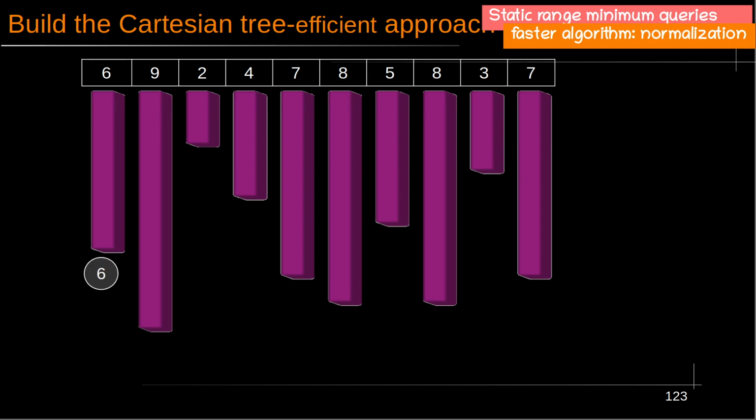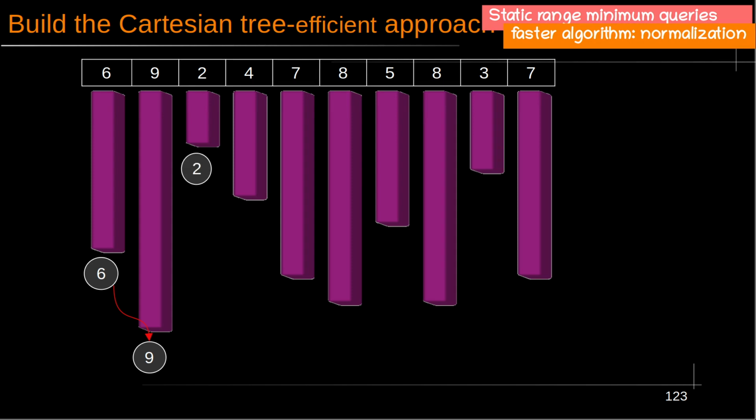So we take 6. We have 6 as the first node. We do nothing here. And we go to 9. We see that 6 is not greater than 9. So we can say that 9 will be the right subtree of 6, because there is no left subtree for 6 here.